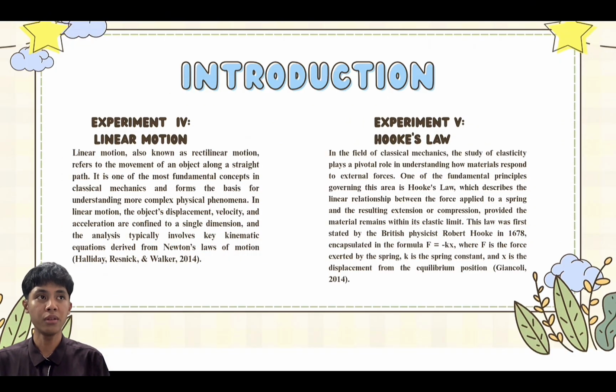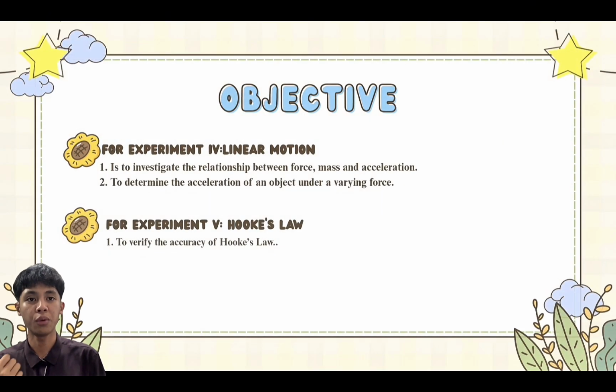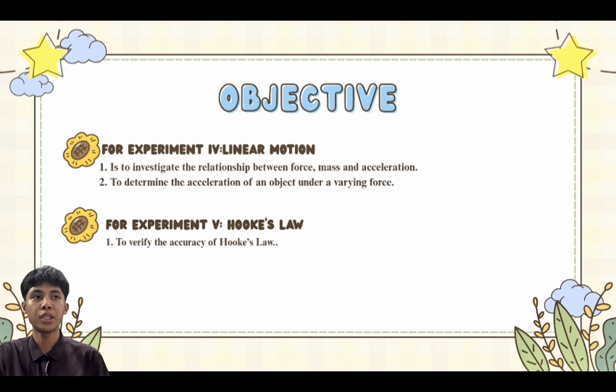Moving on to the next one, we have the objectives for both of these experiments. For experiment 4, linear motion, the first objective is to investigate the relationship between force, mass, and acceleration. The second objective for this experiment is to determine the acceleration of an object under a varying force. And as for experiment 5, Hooke's law, it only has one objective, which is to verify the accuracy of Hooke's law.